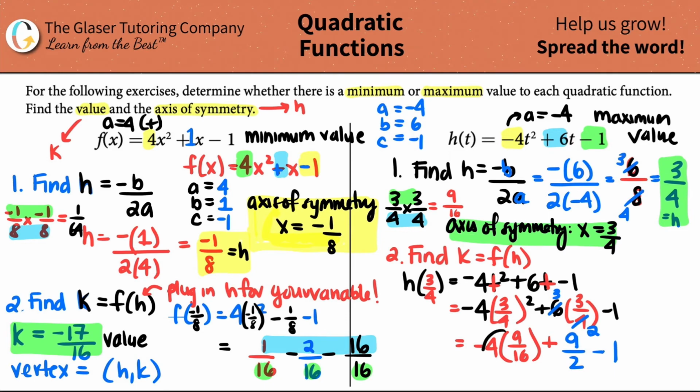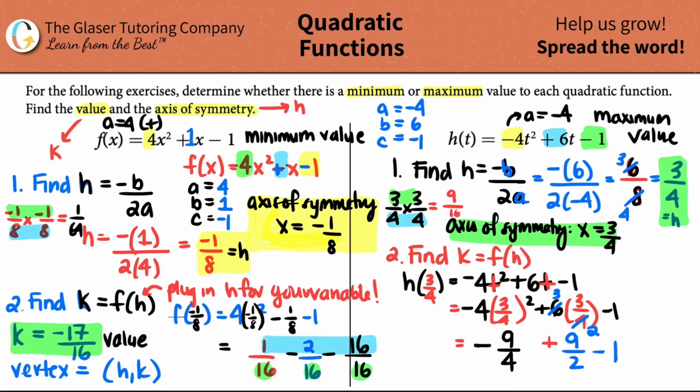Now let's clean this up. I see that I have a 4 over here and a 16 at the bottom, right? Well, this one can clearly cancel because I know that 4 times 4 is 16. So this cleans up nicely into a negative 9 over 4. So I'm just going to erase that. So I have a negative 9 over 4.